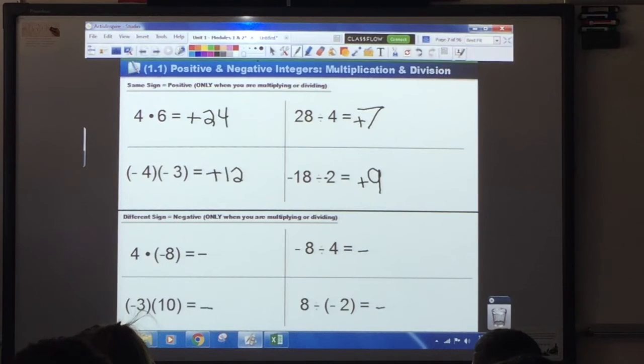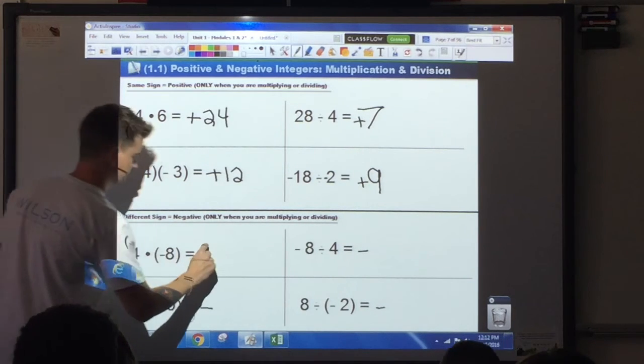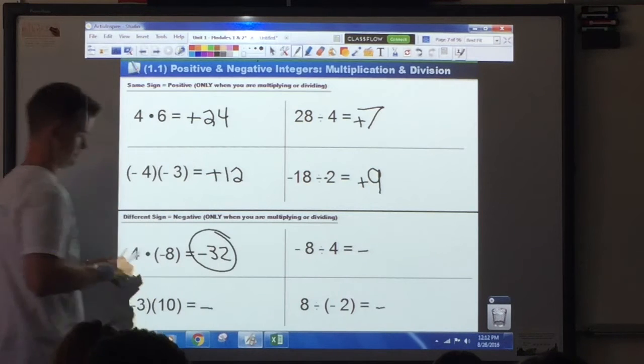Now, the question is, what answer do we get? We have 4 times negative 8. That's gonna give me what? Negative 32. Okay, easy, straightforward.